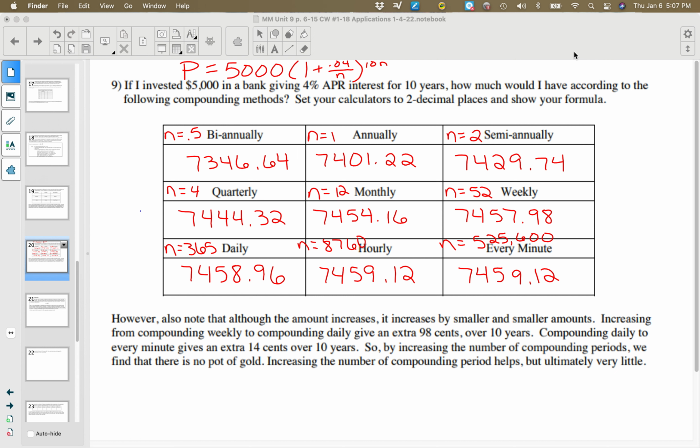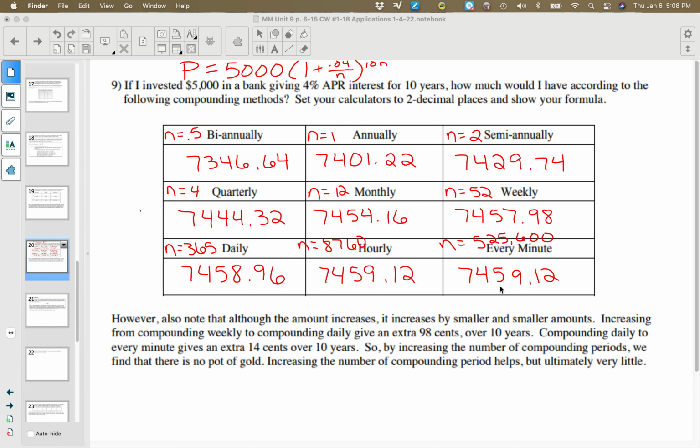At your packet, this is where we left off in class. So just using this formula to calculate the amounts for different compounding periods. Notice there's not a huge difference. It appears the more frequently you compound, you make a little bit more money.